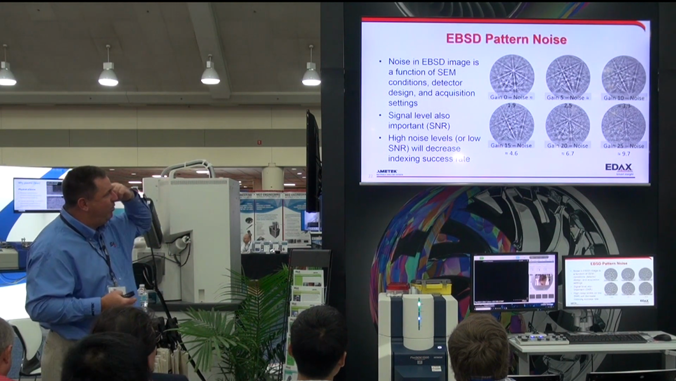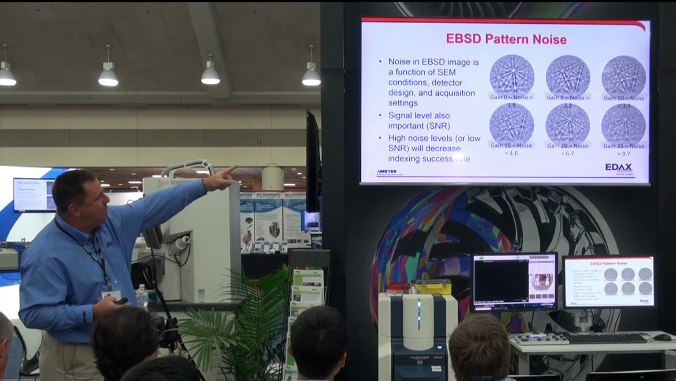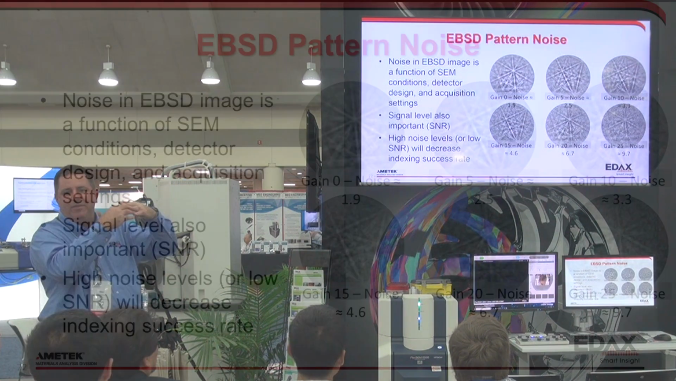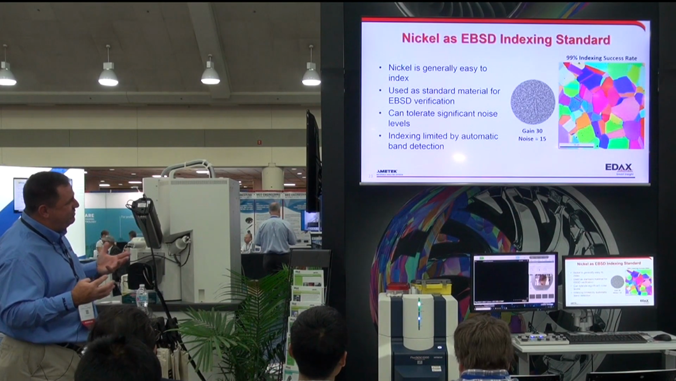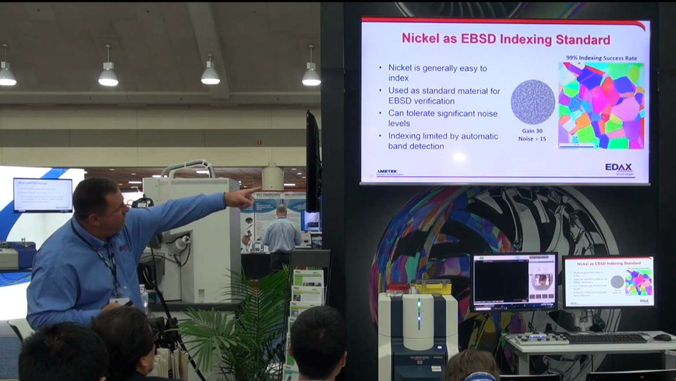And this is just an example from the camera as we turn up the gain on the camera, so we're amplifying the signal. When we amplify the signal, the noise, of course, goes up. We see that we go from a gain of 0 decibels up to 25. The noise goes from about 2 to about 10, and the patterns get worse. Well, this is an example that just kind of shows you how much noise can be tolerated.